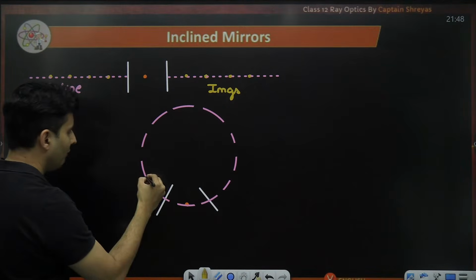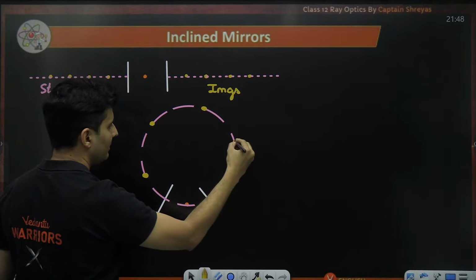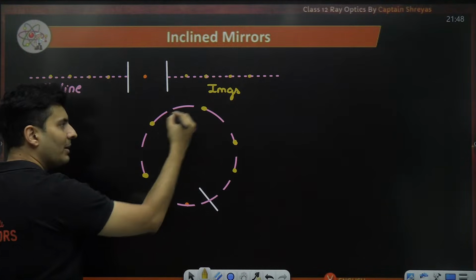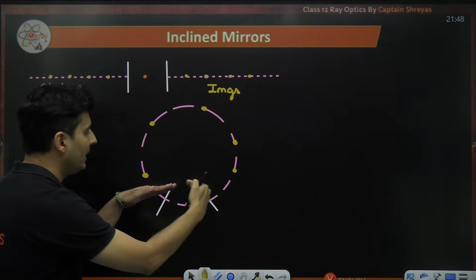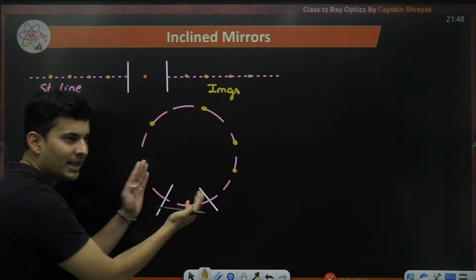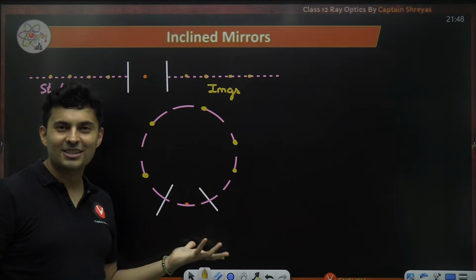So maybe one image could be here, one image could be here, one image could be here, here. So there will be a countable number of images. So they are going to be on a circle. And depending on the angle, whether it is small, big, etc., and where that object is placed, you will see the number of images will change.